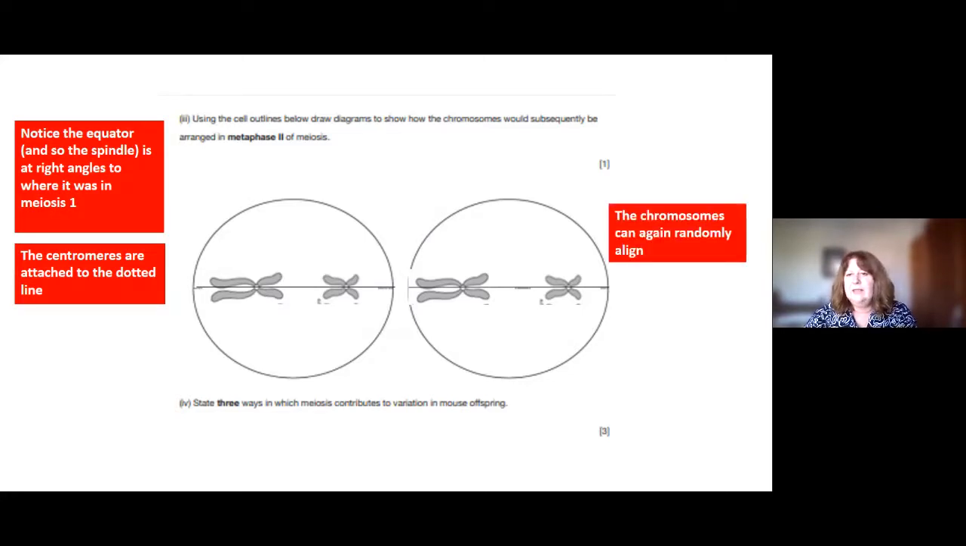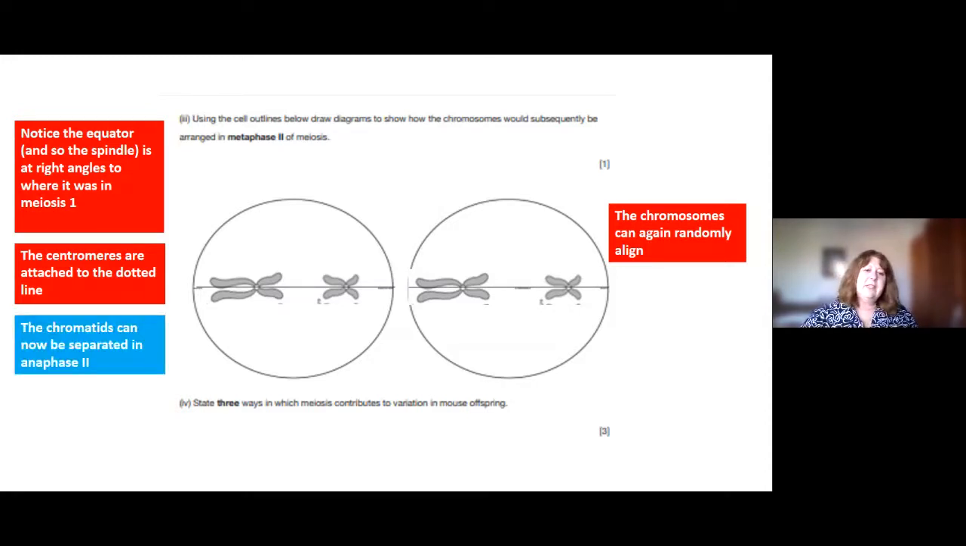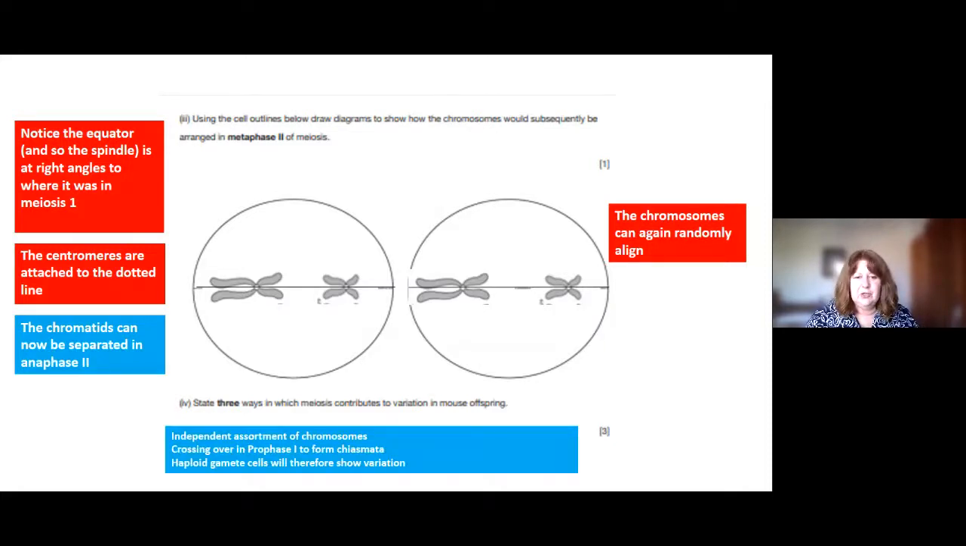And again, what's happening? The chromosomes can randomly align, so I've shown them like this. In this right hand cell over here, it might be that the little one, chromosome 19, was in this position and chromosome 1 was in this position. They are randomly aligning. But because this is metaphase 2, we're looking at separating those chromatids. So we can separate them, but not in metaphase 2, in anaphase 2.